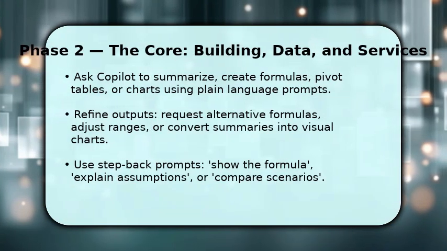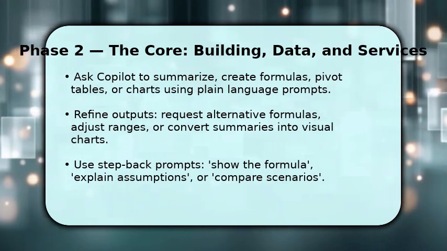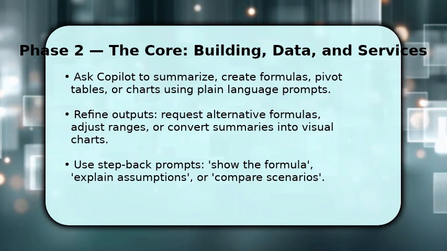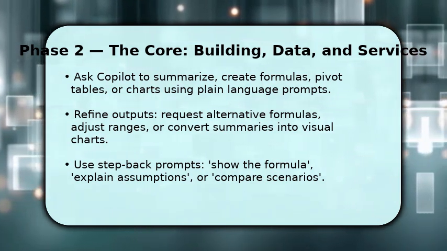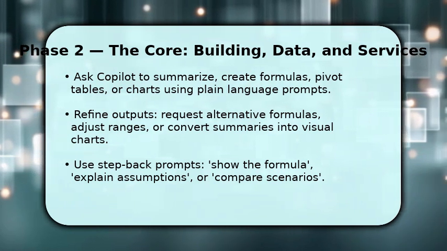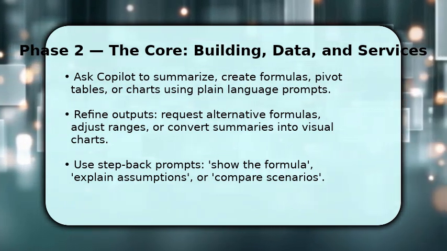You'll now request concrete actions. Ask Copilot to summarize sales by region, build a pivot table, or generate formulas. Speak plainly. If the first result isn't right, ask for alternatives. Request a different formula, narrower ranges, or a stacked column chart instead of a bar.